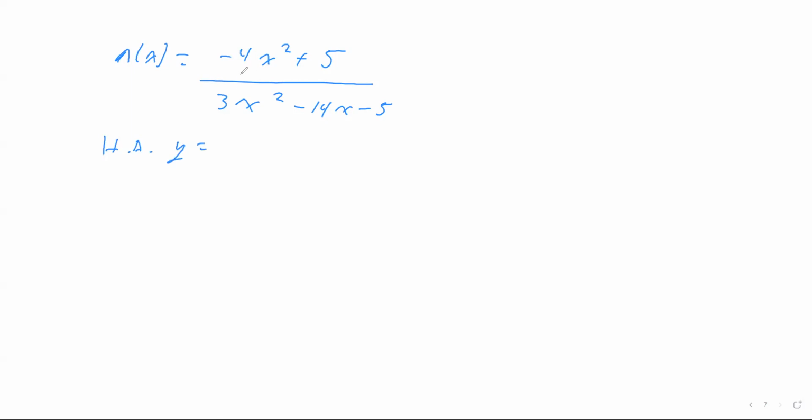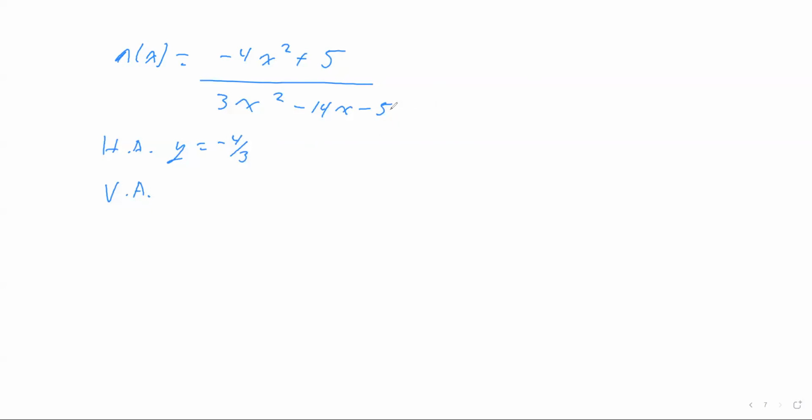Okay, so that would be n of x equals -4x squared plus 5 divided by 3x squared minus 14x minus 5. When the highest exponent on the numerator and the denominator are the same, my horizontal asymptote will just be y equals the two coefficients being divided together. So that's just going to be -4/3. Simplify if you can. If you can't, you can leave it like that. So therefore, there is no slant asymptote, so I can go straight into the vertical asymptote.